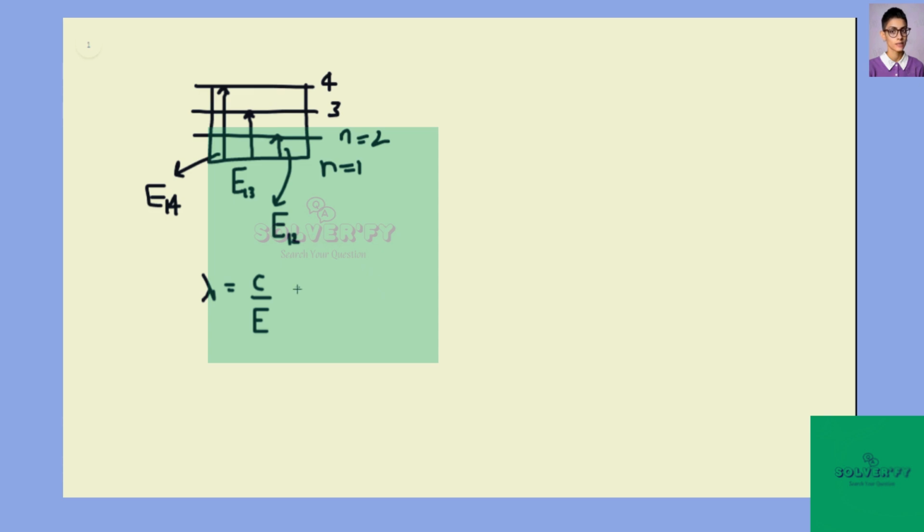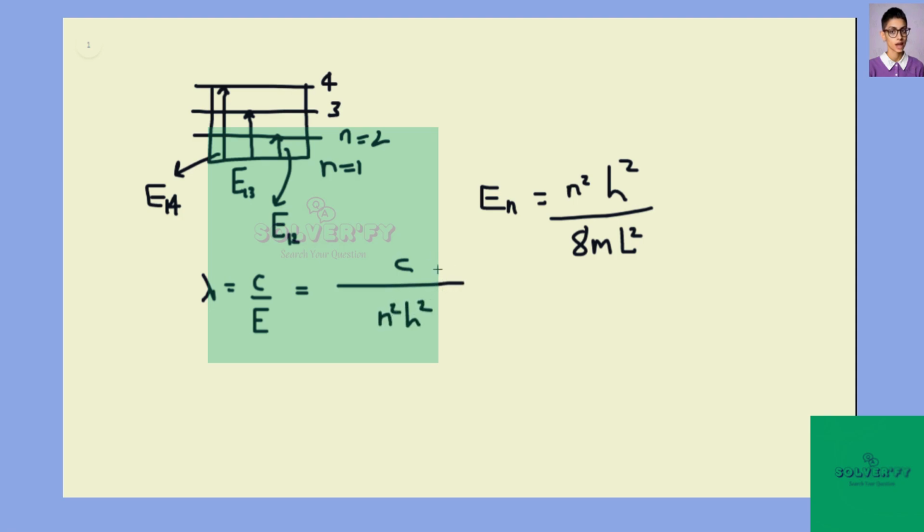So, let's write down our formula. We know that the energy of a level, En, is given as n square h square over 8m L square. We can write the whole thing as lambda equals C divided by n square h square over 8m L square. We need to make one thing clear, that the E that we have here is the energy difference between the two. This E is the energy difference, like 1 2, 1 3 and 1 4.